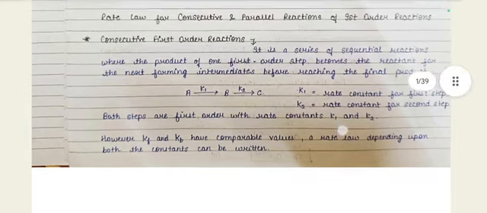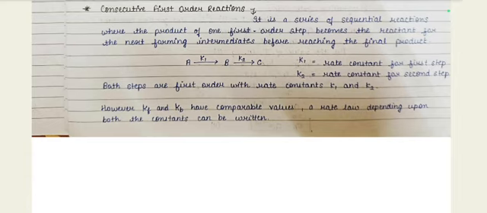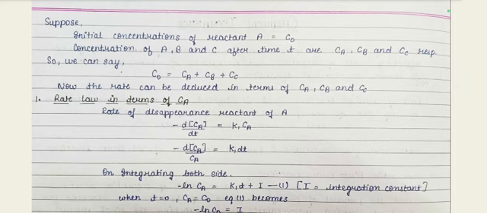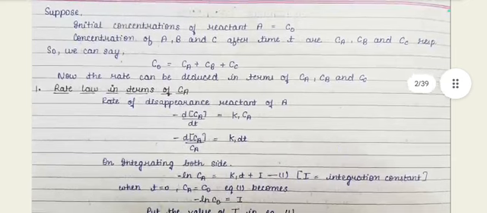However, Kf and Kb have comparable values. A rate law depending upon both constants can be written. Suppose the initial concentration of reactant A is C naught, and the concentrations of A, B and C after time t are CA, CB and CC respectively. So we can say C naught is equal to CA plus CB plus CC. Now the rate can be reduced in terms of CA, CB and CC.